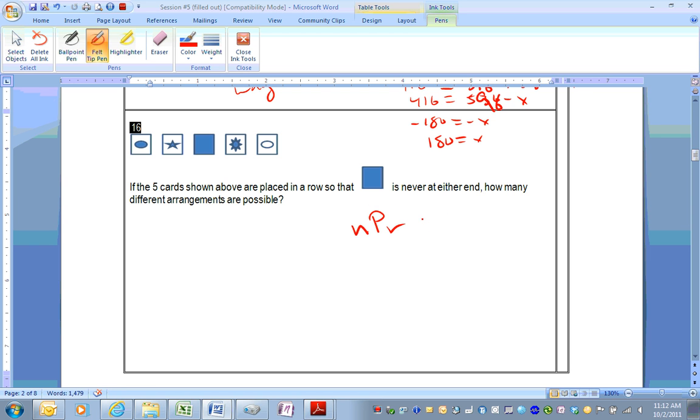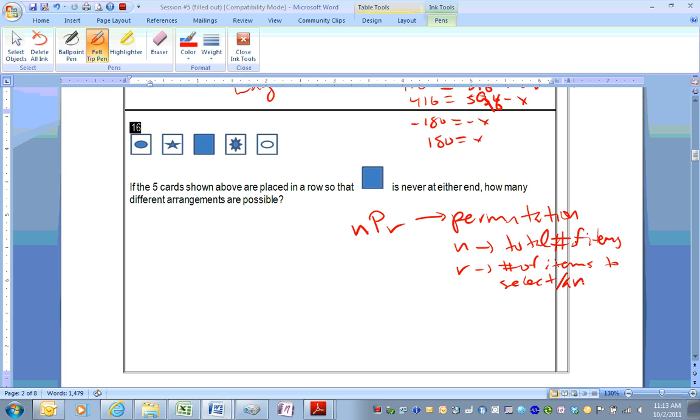Let's first talk about this nPr. This is a permutation. N is the total number of items. R is the number of items to select or arrange. Sorry for my messy handwriting. N is the total number, and R is going to be the number of items to select or arrange.